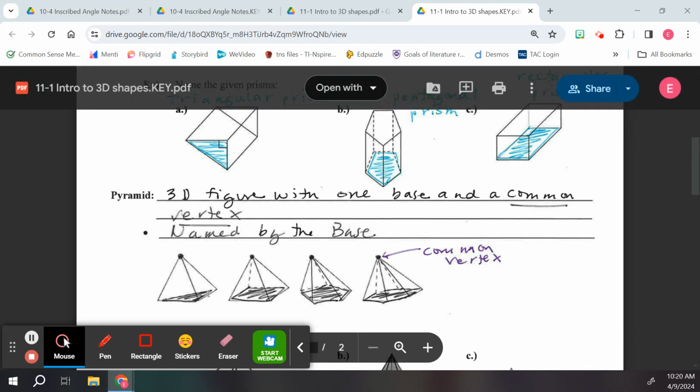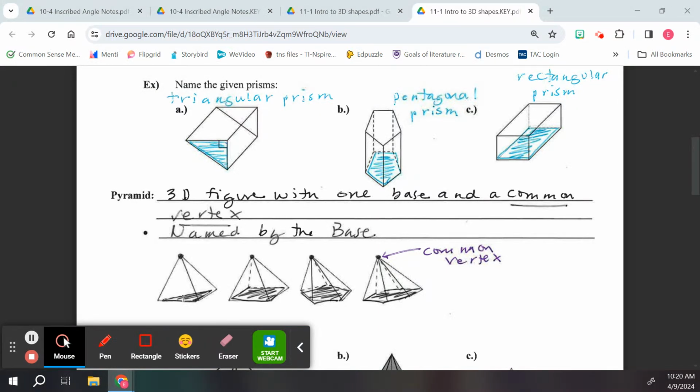So if you look here, this would be a triangular pyramid. This would be maybe a square or rectangle pyramid. This would be, let's see, you got 1, 2, 3, 4, 5 sides. So this will be a pentagonal pyramid. And this has 1, 2, 3, 4, 5, 6 sides. So this would be a hexagonal pyramid. What I'd like you guys to do is, in the next example, name these three pyramids, A, B, C.